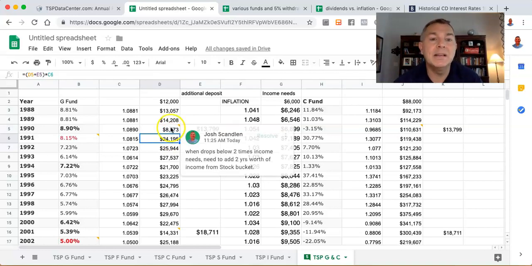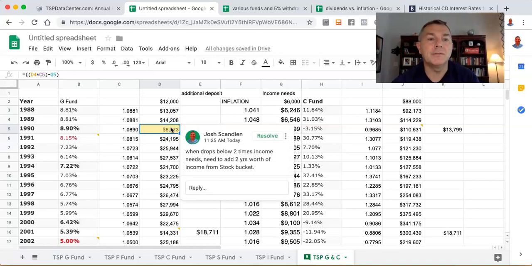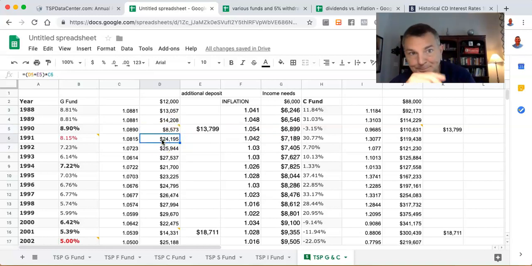So at the end of the day, we're taking our $8,573 that we have. We're adding it to 2 times the cash that we need for the 2 years. We need at least 2 years of coverage, and we're timesing it by the rate of return we got in 1991, which is 8.15. So now we're left with $24,195. So that's more than 2 years of coverage.